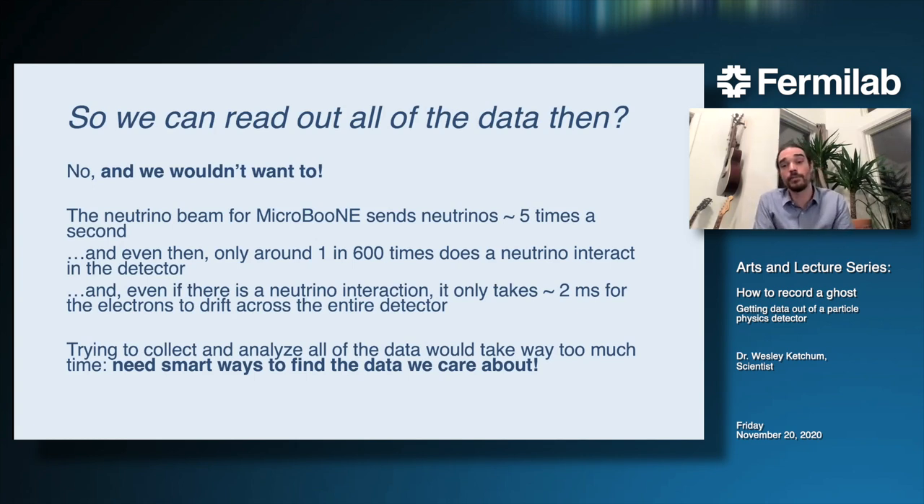The neutrino beam for MicroBooNE sends neutrinos to us about 5 times a second. And even then, only around 1 in 600 times does a neutrino interact in our detector. And even if there's a neutrino interaction, it's not all of the data that we need to collect. It's only around 2 milliseconds, the amount of time that it takes for electrons to drift from one side of the detector to the other. So trying to collect and analyze all of the data, if we were keeping everything, would take way too much time. So we need smart ways to find the data that we really care about.